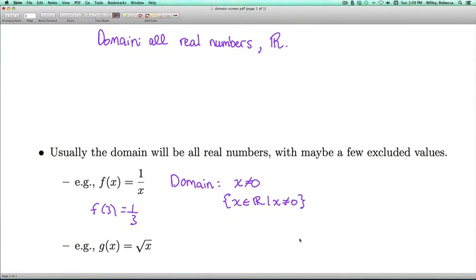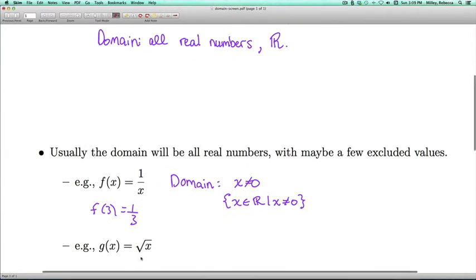Here's another example, the square root of x. Are there any values of x that would break this machine? This is the square root machine. So I put in 4 into this machine and I get root 4, which is 2. If I tried to put negative numbers into this machine, the machine would break. I can put 0, but I can't put anything less than 0. So the domain is all non-negative numbers. So you could write that as x bigger than or equal to 0, or in interval notation.